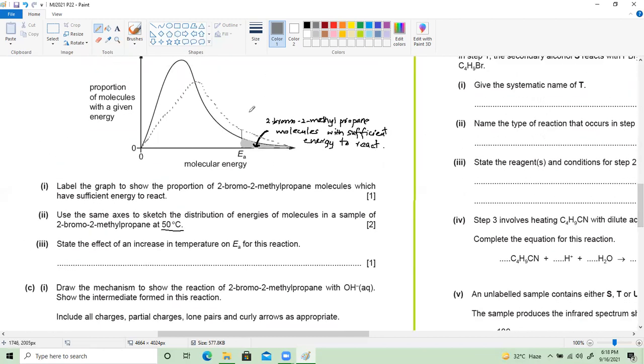Now the question says: state the effect of an increase in temperature on the activation energy for the reaction. So this one is at 50 degrees Celsius. Now you know that the number of molecules with activation energy... no. There is no change in activation energy even if we increase the temperature. The number of molecules becomes greater, right? Yes, the number of molecules becomes greater, but does the activation energy barrier also change? The answer is no.